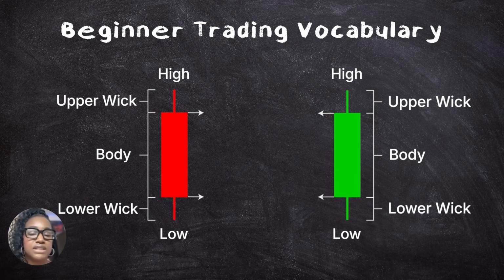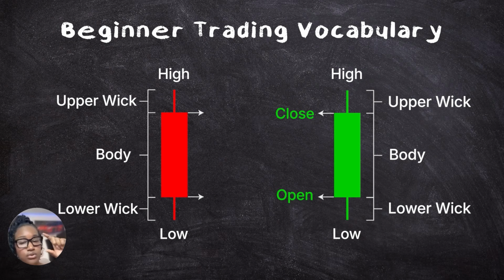The only difference I want you to pay attention to between the green candle, the bullish candle, and the red candle, the bearish candle, is where price opened versus where it closed. On the green candle, price opens at the bottom of the body and closes at the top of the body. No matter if it's a big body or little body, on the green candle, price still opens at the bottom and closes at the top. Contrary to that, on a red candle, price opens at the top and closes at the bottom. So that's the main difference between the bullish candle, green, and the bearish candle, red.